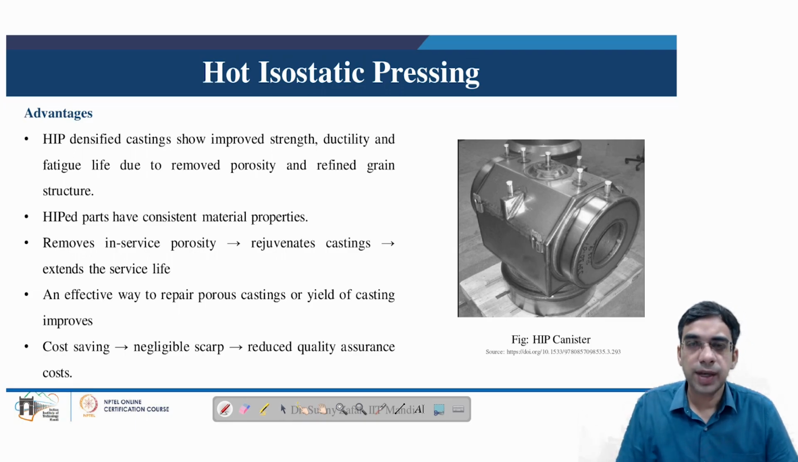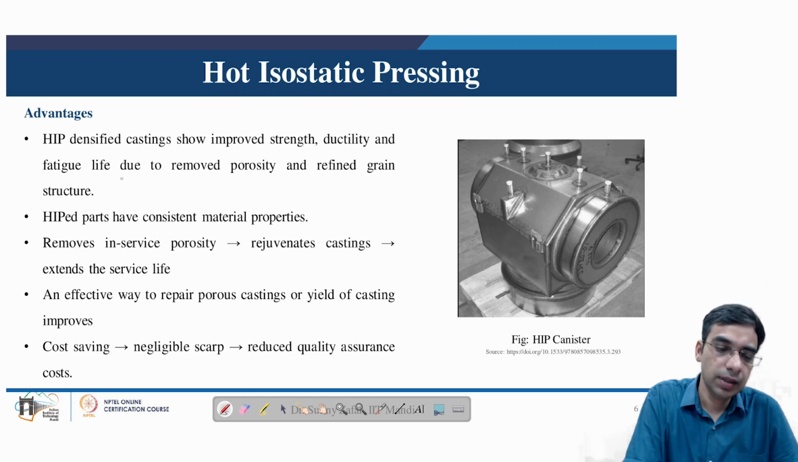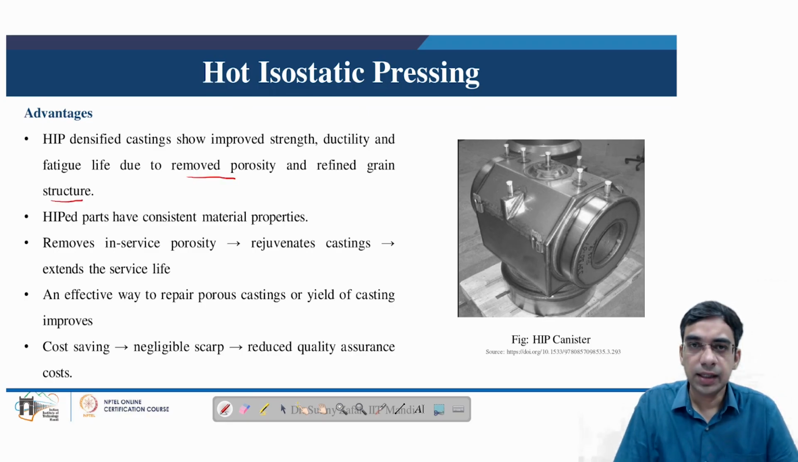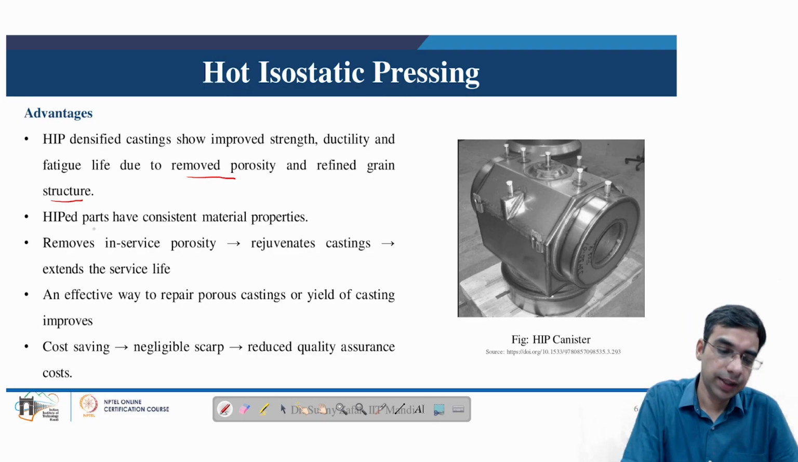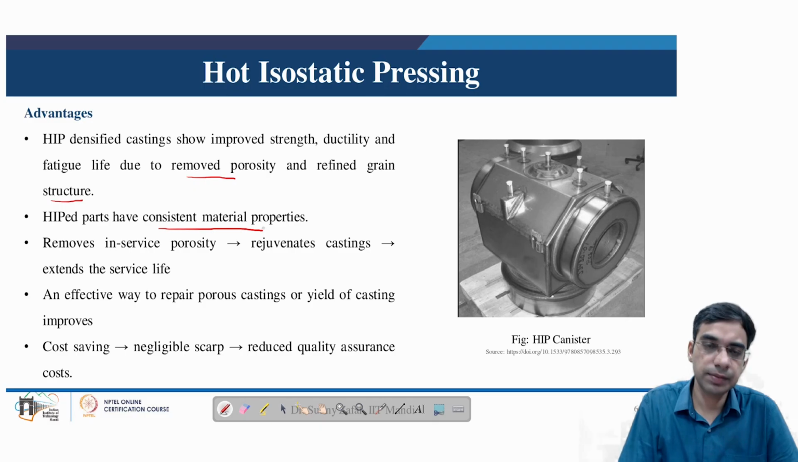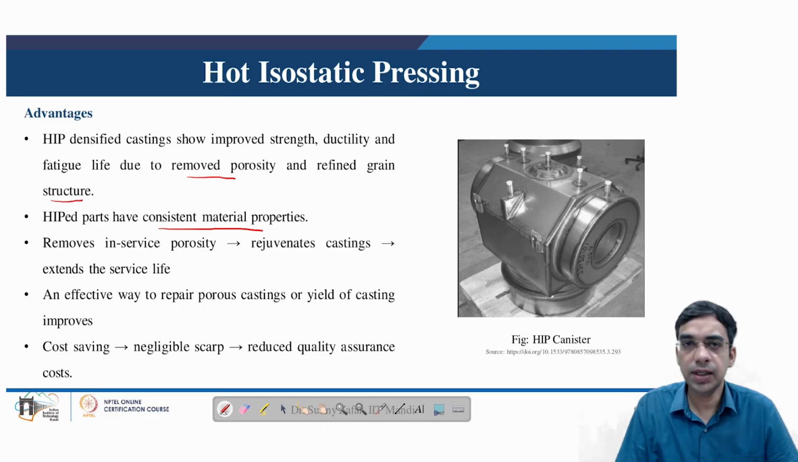So if we can now summarize the advantages of hot isostatic pressing treatment, we can say that it results in densified castings which show improved strength and ductility, and this improved strength and ductility is reflected in the fatigue performance because of removed porosity and refined grain structure. We can say that hot isostatic pressed parts, or hipped parts, generally have consistent material properties because across the dimensions of the product, the microstructure is uniform and refined.